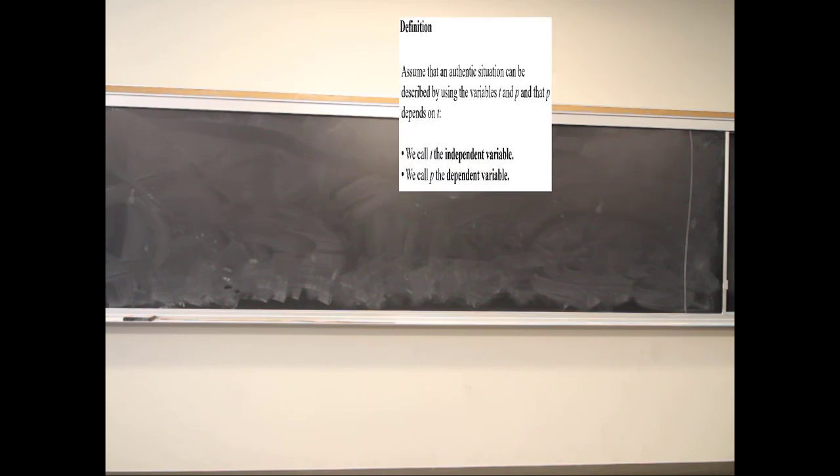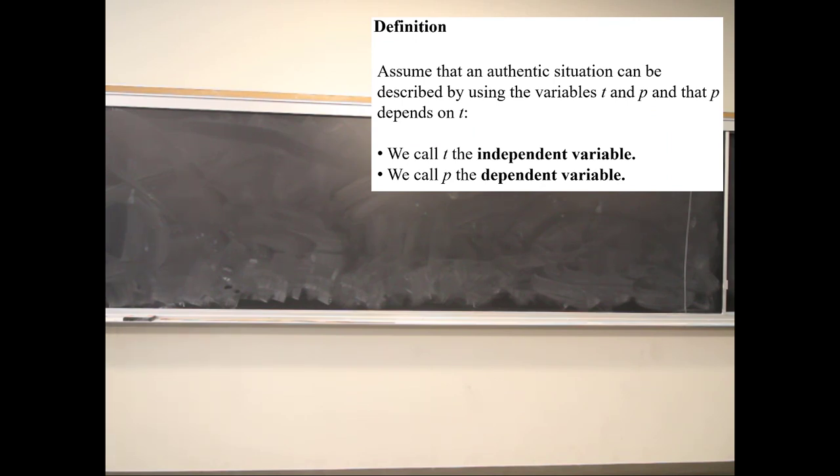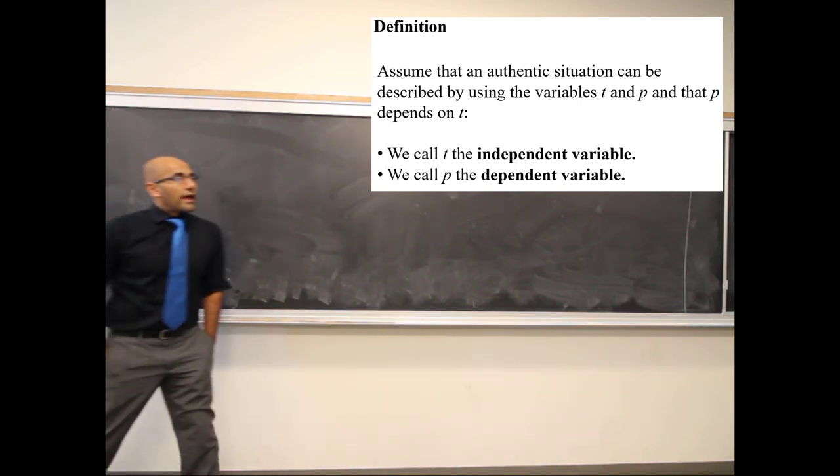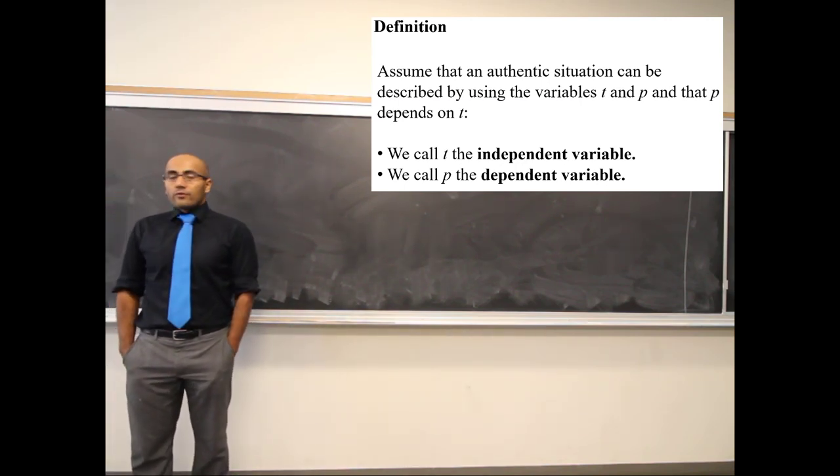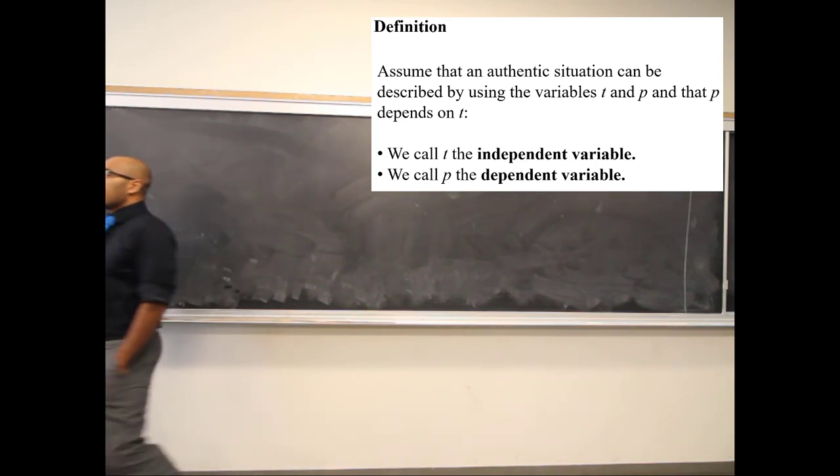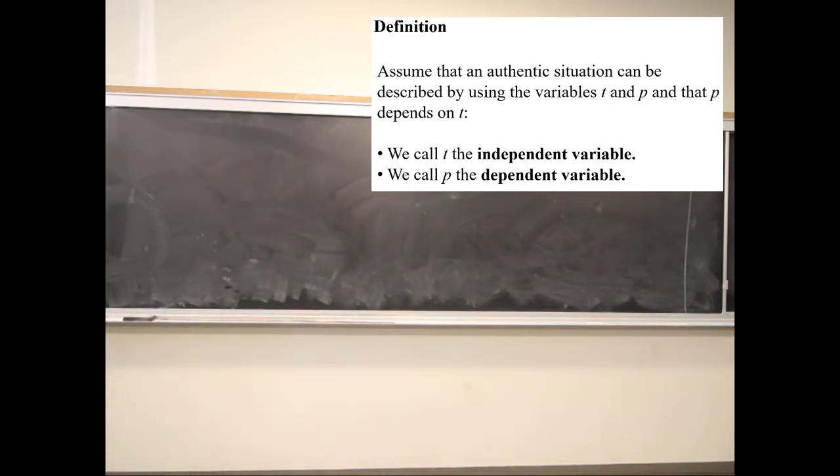Okay. All right. So assume that an authentic situation can be described by using the variables T and P, and that P depends on T. Then we call T the independent variable, and we call P the dependent variable. Okay. T the independent variable, and P the dependent variable in a case like this. There's nothing specific about the letter T and the letter P. In this book, we interchange letters all the time, so you have to be careful about which one is which.